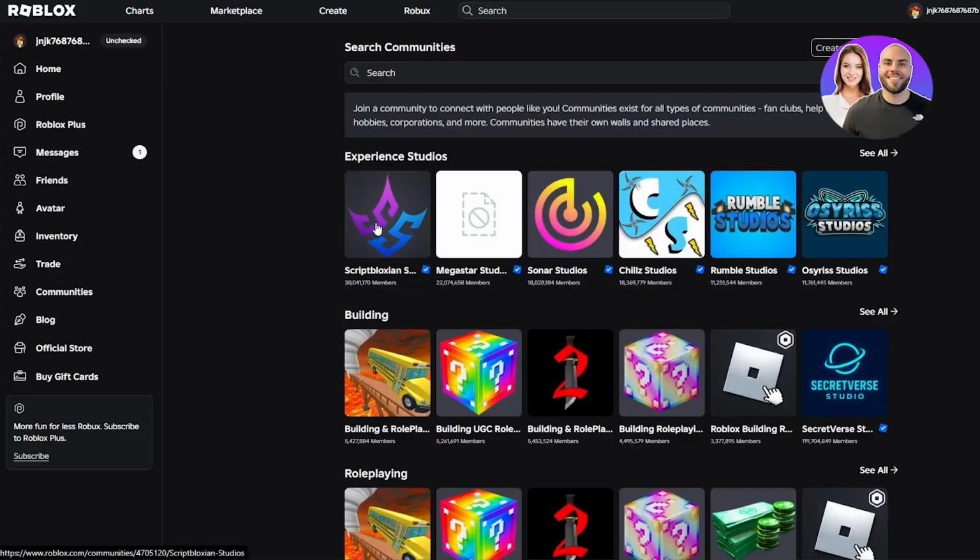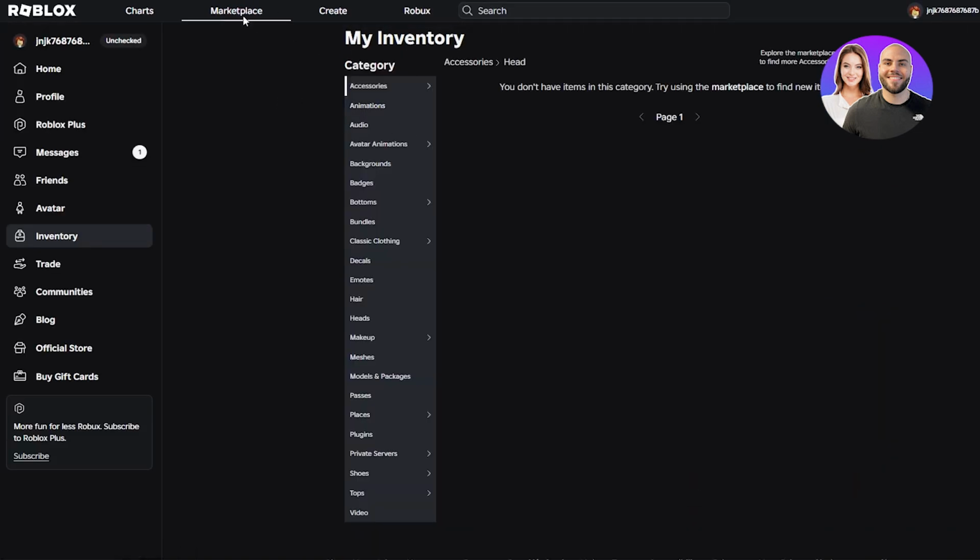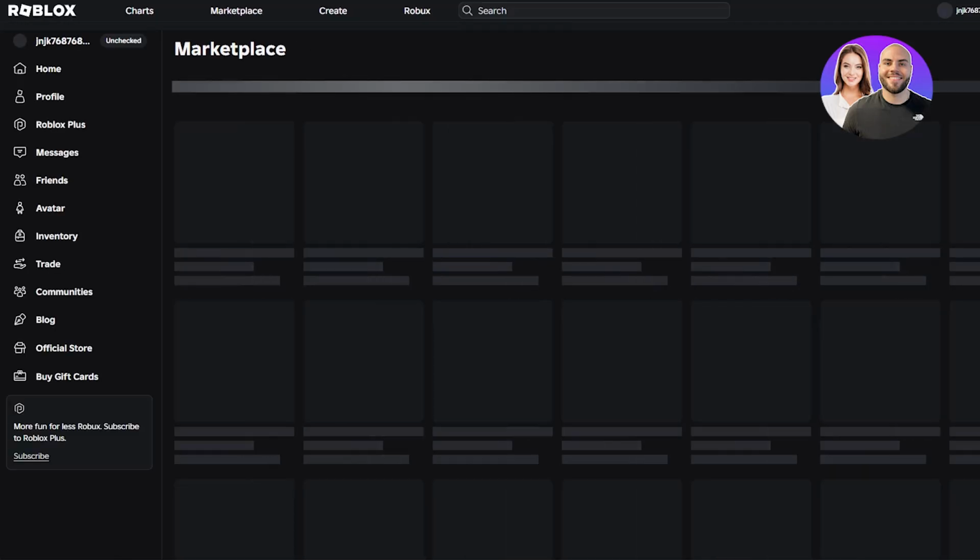And you can even go inside of communities to buy or sell different things. But generally, go over to inventory, and once you go over to inventory, over here, just sell things. And those things are going to start appearing on the marketplace right here, where you're going to find tons and tons of people with tons and tons of things to sell.